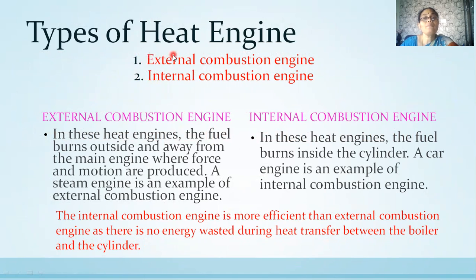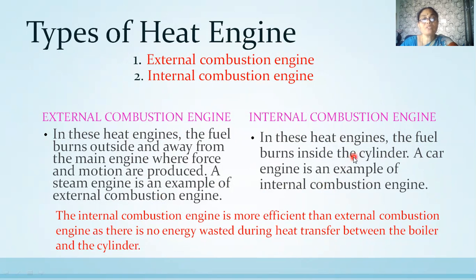Now let's see the types of heat engines. There are two types of heat engines: external combustion engine and internal combustion engine. In the case of external combustion engines, the fuel burns outside, external, and away from the main engine where force and motion are produced. The best example for external combustion engine is the steam engine. Then comes the internal combustion engine. Here, the fuel burns inside the cylinder, internal.